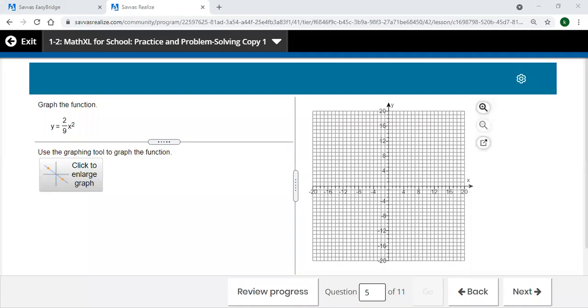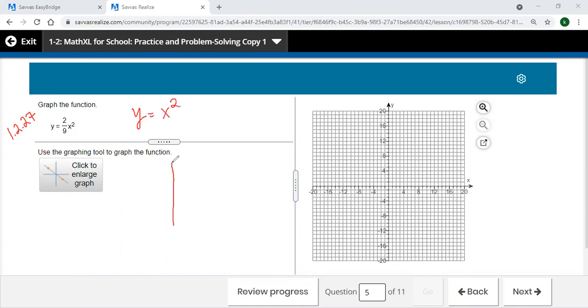All right, question 5. And again, on mine, let's see. That is problem 1.2.27. All right. So we're supposed to graph this one. Well, let's start with the parent function, which is just an x squared graph.